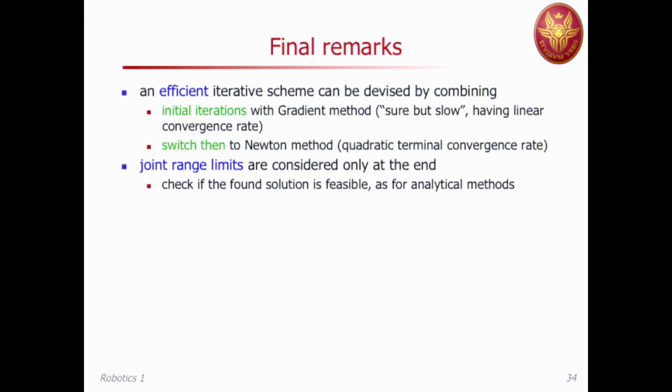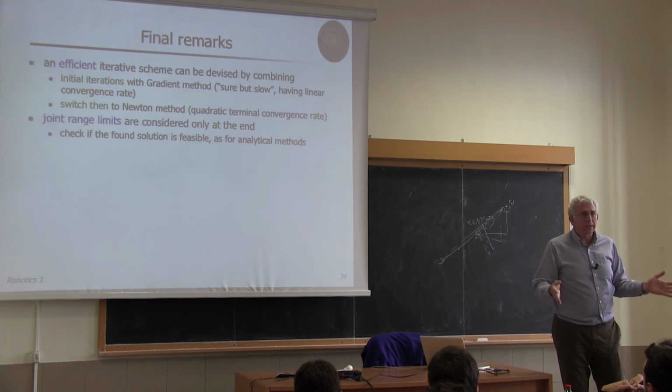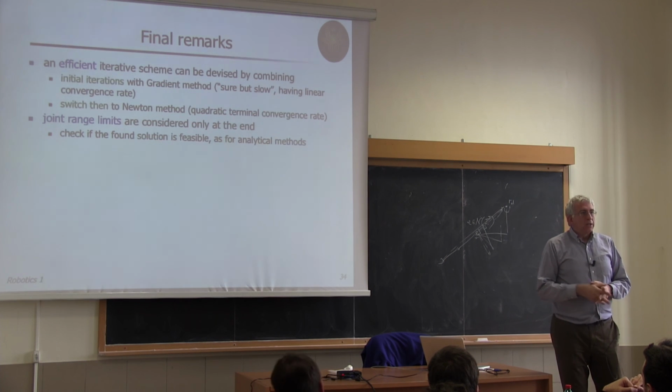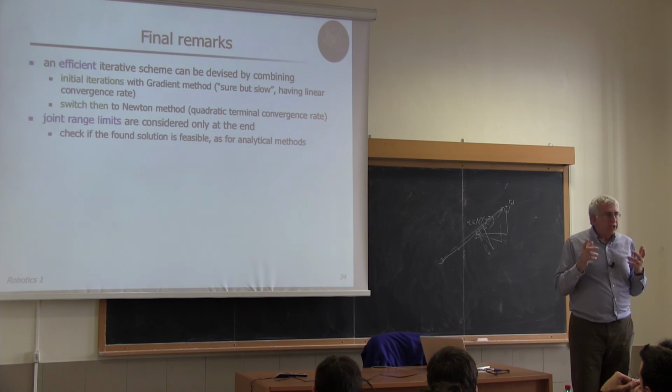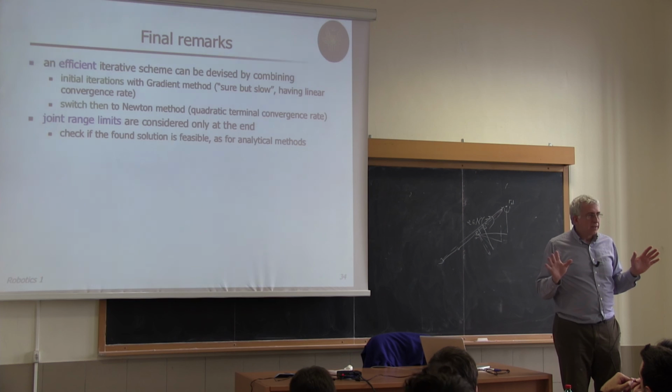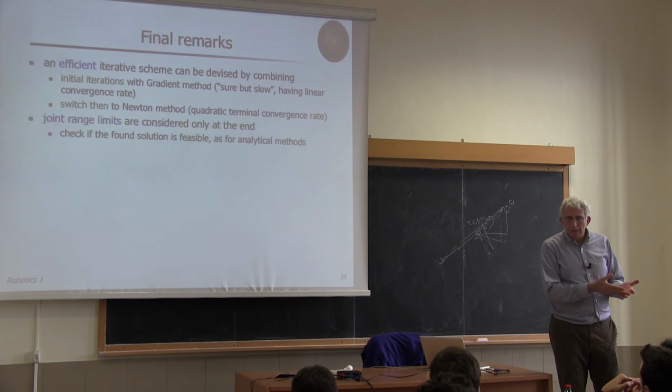What about the presence of joint range limits? In all this consideration, we never thought about joint ranges, the fact that, say, Q1 is only between minus 120 degrees and plus 120 degrees. So the fact that the intermediate iterations are non-feasible is irrelevant. It's only the final solution that should be inside the joint ranges.